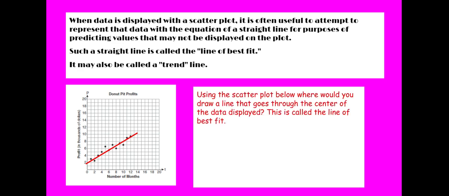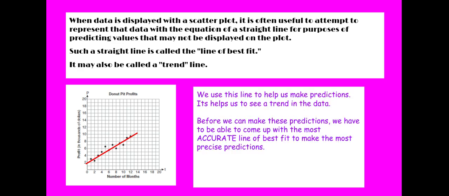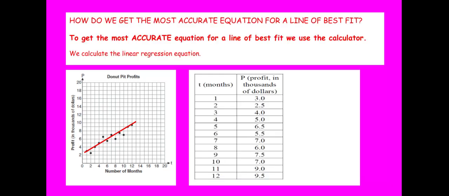Now what we're going to do is, in order to make predictions, we use this line to see the trend in data. But before we can make them, we need to get the most accurate line possible to get the most precise predictions. And how do we get the most accurate line of best fit? To do that, we're going to find the equation of best fit using our calculator, and we call that the linear regression equation.